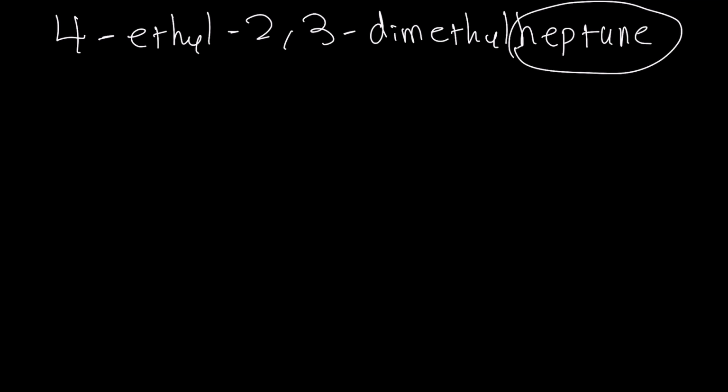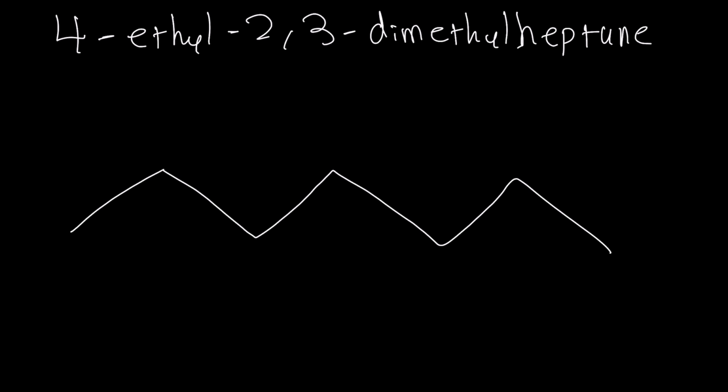The parent chain name is heptane, which means that this hydrocarbon chain has 7 carbons. So 1, 2, 3, 4, 5, 6, 7. On carbons 2 and 3, there are methyls. And on carbon 4, this one, you're going to have an ethyl. So that would be your whole structure.